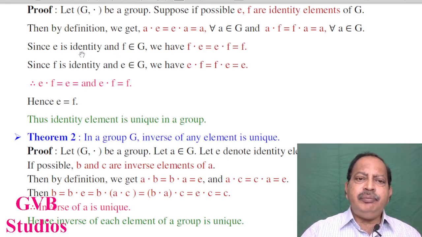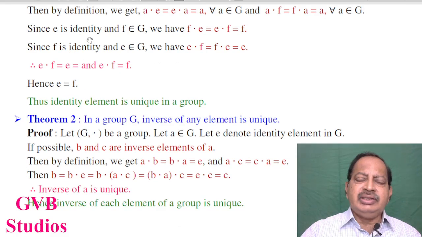Since e is an identity element and f is an element of G, here I am using the property that e is identity and f is an element of G. So using the identity property, we get f · e = e · f = f. So when e is operated with f, we get the same f, from the left side or from the right side.